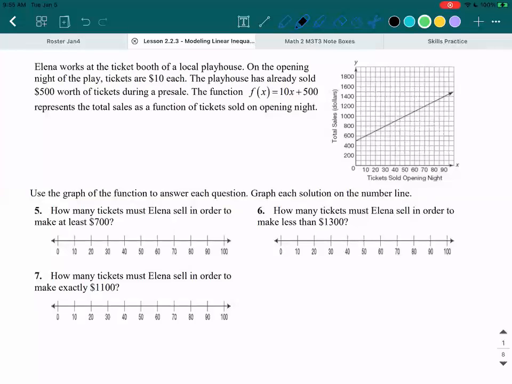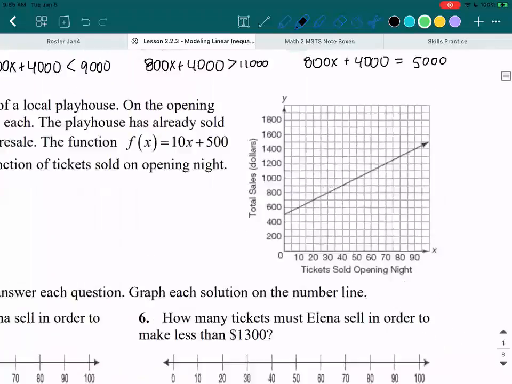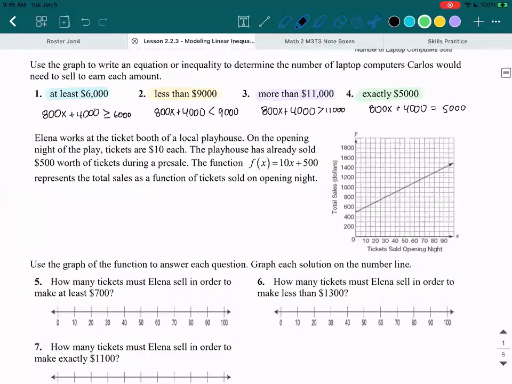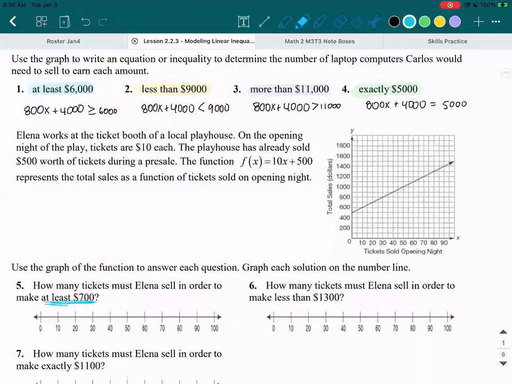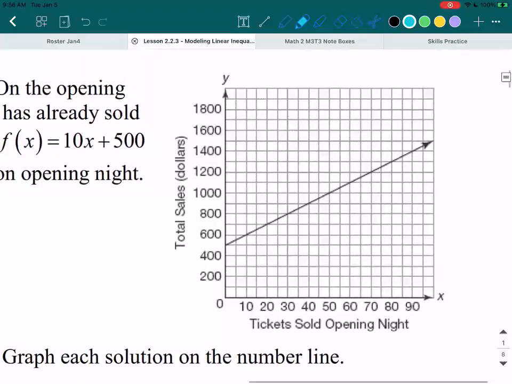So we're going to use this graph to answer each of those questions. The first question says, how many tickets must Elena sell in order to make at least $700? I'm going to do this one in the color blue. Okay, so at least $700. I'm going to zoom into the graph because if I don't, it'll just be too small. I'm sorry, I'm going to have to zoom in.